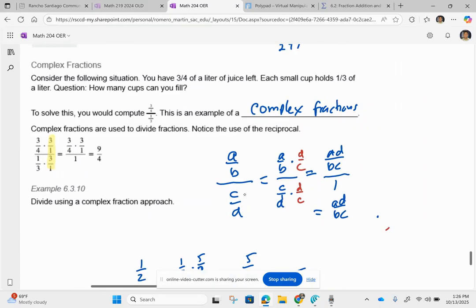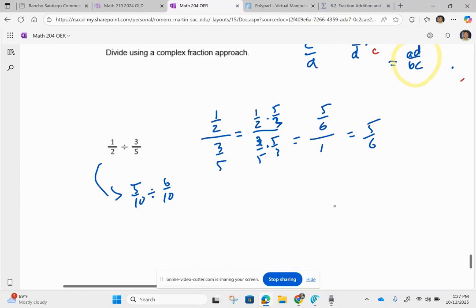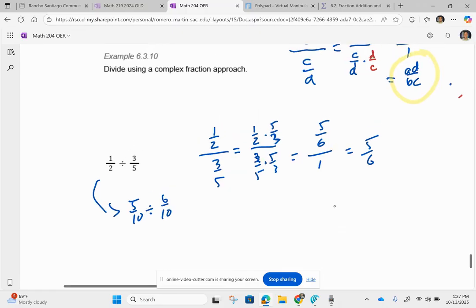Here's the proof of it. Notice this looks just like the formula we have for multiplication of fractions, because that's what it turns out to be. AD over BC. And so there's your final example: 1/2 divided by 3/5. Multiply the top and bottom by the reciprocal, or multiplicative inverse, of the denominator. That becomes 5/6. Done. That's complex fractions. Again, I really like to highlight that one because it really helps students when we get into algebra. We do a lot of maneuvers like this in an algebra class.